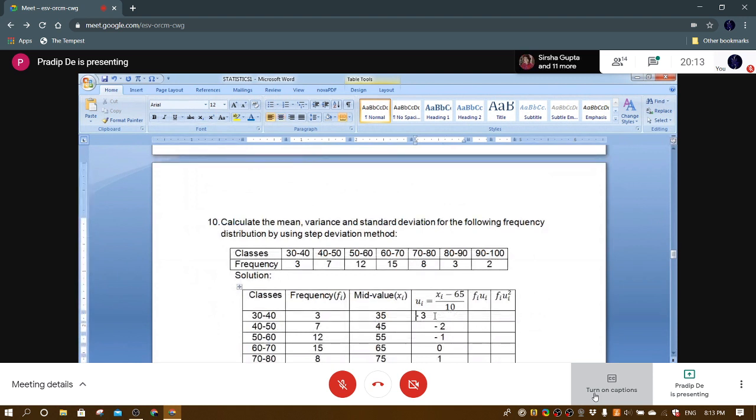So is the sixth column fi ui whole square? No. Fi ui square. Yes. Okay, sir.